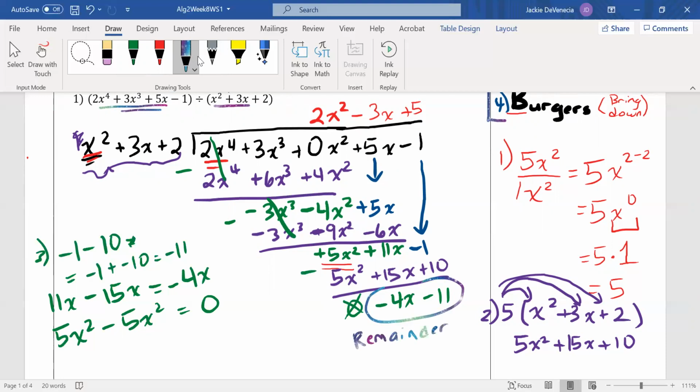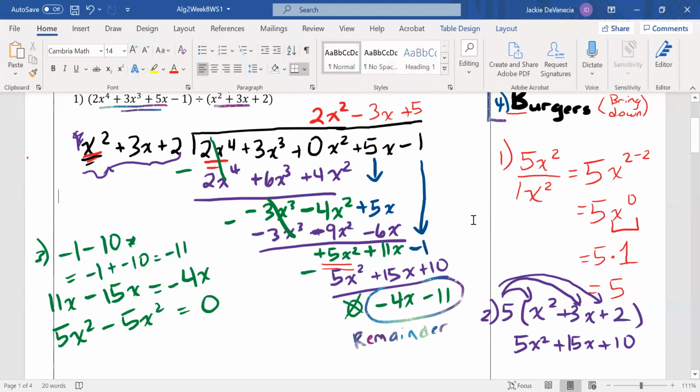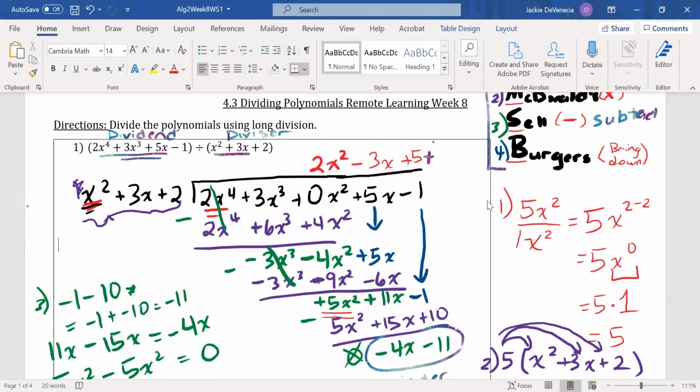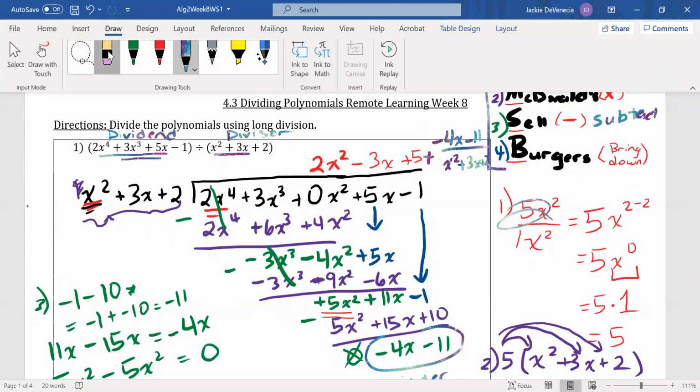And the way we want to write our remainder for our final answer, we have to include it. We want to put a plus right over here, and we're going to do, what was it? Negative 4x minus 11 divided by x squared plus 3x plus 2. So this is a little hard to see. Hold on a sec. But that will be our full answer.